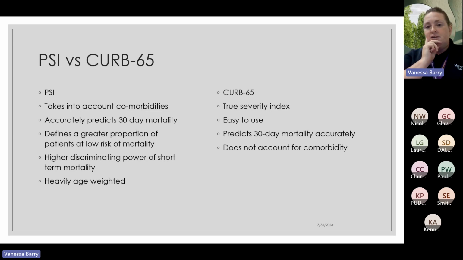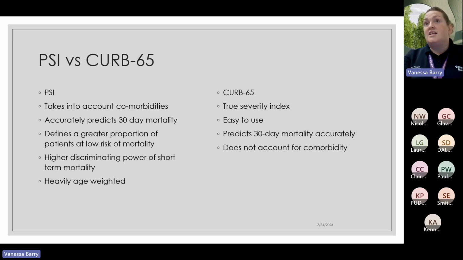From a CURB-65 perspective, it is a true severity index, so that's what it was made for. It's easier to use, much easier to use, and it is known to accurately predict 30-day mortality. However, unlike the PSI, it doesn't account for comorbidity, so you are missing that, and you need to be using clinical judgment based on patients' comorbidities and past history.